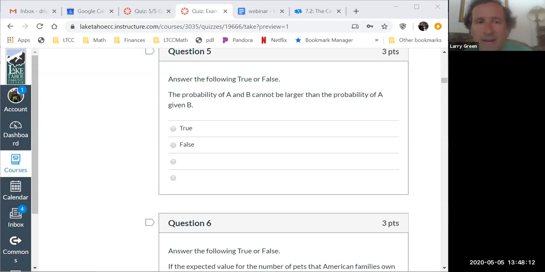You can't have the probability of A and B be larger because to find the probability of A given B, you take A and B and divide by a number less than or equal to 1. So that's why that's true. Any questions? Again, this was hard for most of you.